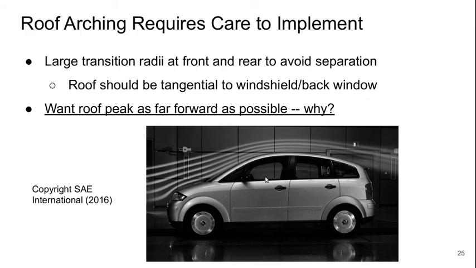We want to have a large transition radius at the front and the rear to avoid separation, and the roof should be tangential to the windshield and back window. We also want the roof peak to be as far forward as possible. Why do you think this is from an aerodynamic perspective? So take another minute and think about this, try to come up with an answer before you move on to the next part of the video.